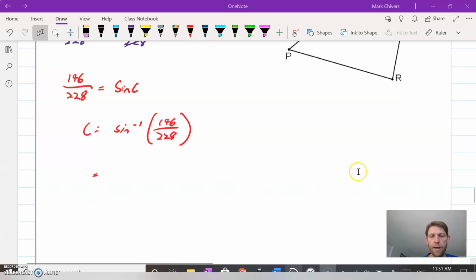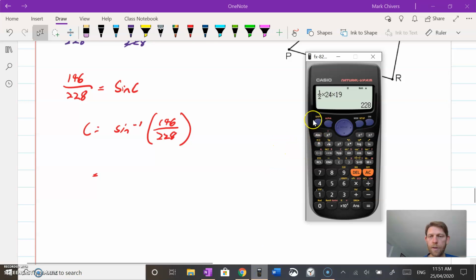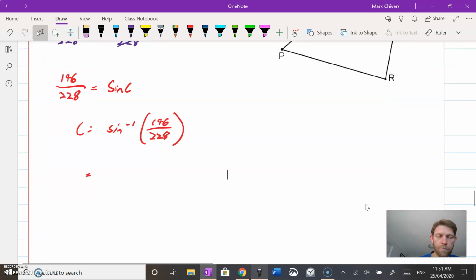So we put that into our calculator. So shift sine because we're finding an angle, and we're going to go 146 over 228, and that's going to give us an answer of 39.81799.